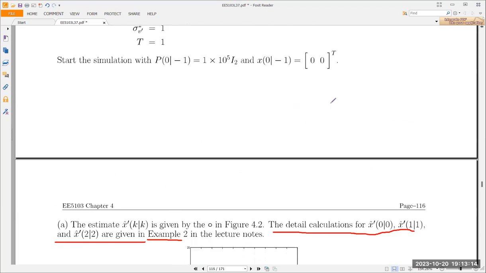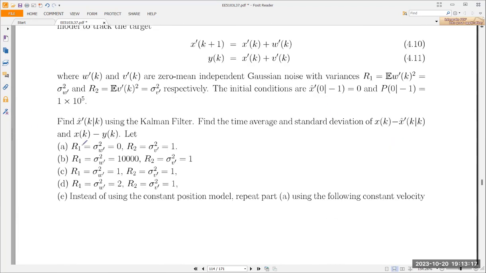Part B. Let's say now you decide that my Y measurement is quite accurate relative to my model. So for my model, R1 is 10,000. Basically infinity. So you basically don't trust this equation. You trust this equation because R2 is 1. You say this equation is very, very noisy. Don't trust it.